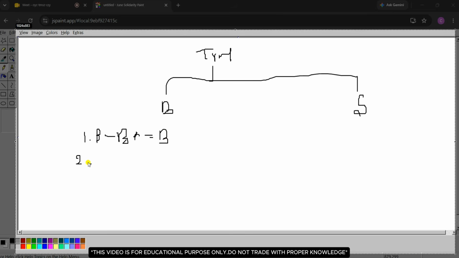Second one, if the previous party is a seller party, then what do buyers have to do? Buyers will try to decrease the sellers so that they could become a buyer's candle on the next one.